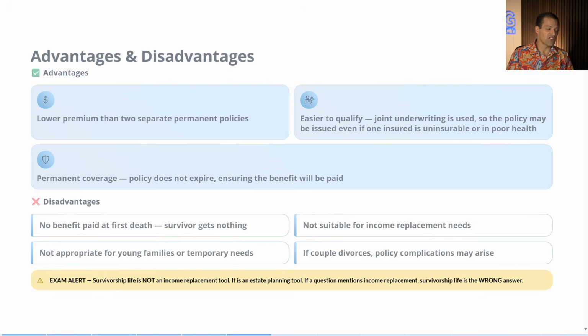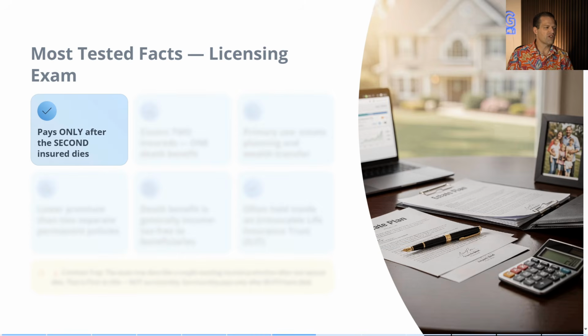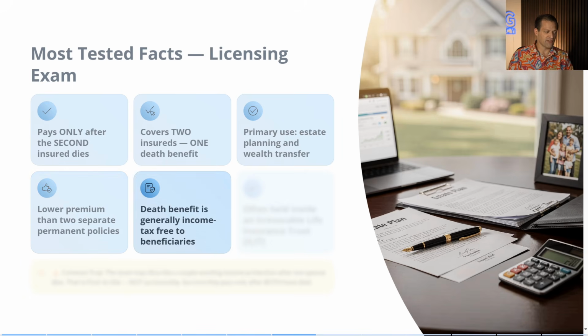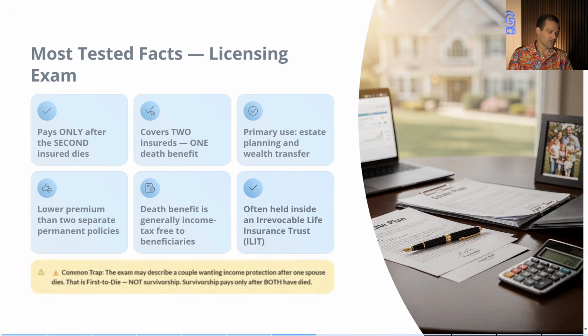So survivorship life is not an income replacement tool. It's an estate planning tool. If a question ever represents something along income replacement, it's the wrong answer. Survivorship life is not the right answer. Most tested facts about this include: it pays only after the second insured, covers two insureds, one death benefit, and is predominantly used in estate planning and wealth transfer. There's a lower premium than two separate permanent policies. The death benefit is generally income tax-free to beneficiaries, and it's often held inside an irrevocable life insurance trust.